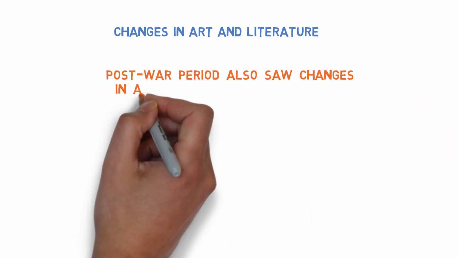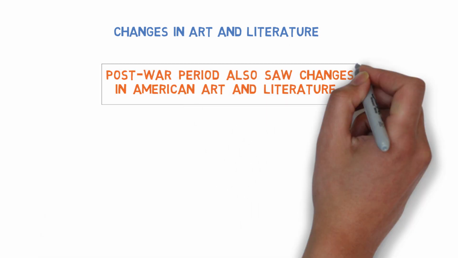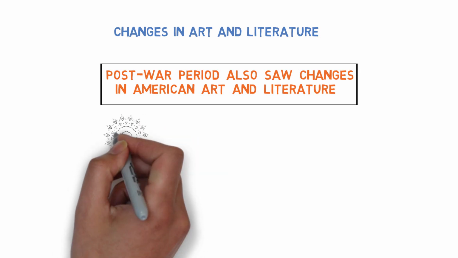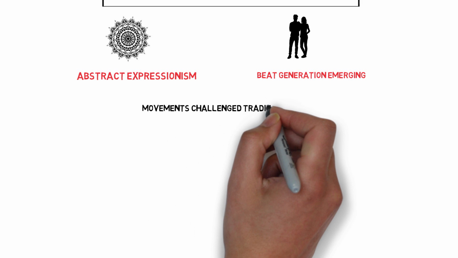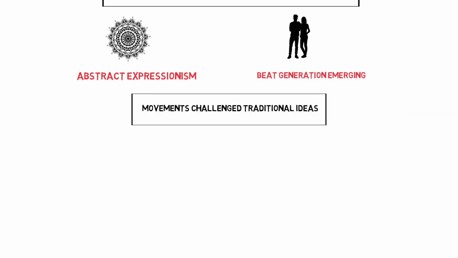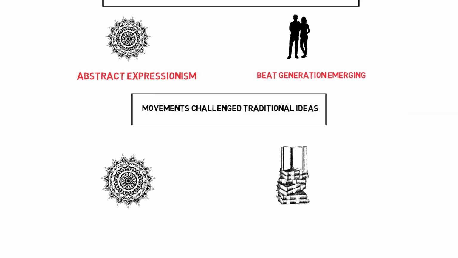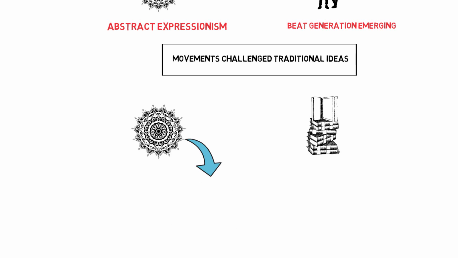Changes in art and literature. The post-war period also saw changes in American art and literature, with new movements such as abstract expressionism and the Beat generation emerging. These movements challenged traditional ideas about art and literature and explored new themes and styles. Abstract expressionism also emphasized individuality and freedom from the constraints of representational, realistic art.